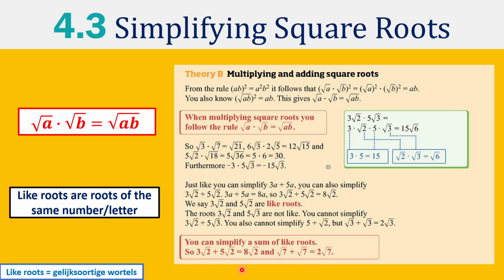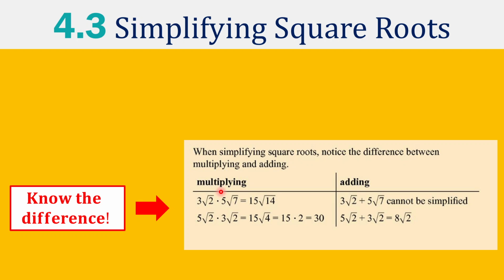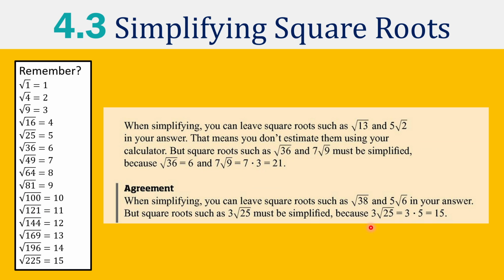If they are not like, for example, 3 root 2 plus 5 root 3, then you cannot simplify. You cannot write this any shorter. You can also not simplify 5 plus root 2 because here there's no root and here there is, so you cannot add them up. Okay? Know the difference between multiplying and adding with roots. You can always simplify a multiplication with roots. You can always do that, remember that please. Well, for adding, you have to have like roots. So here the first one cannot be simplified because root 2 and root 7 are not like. But here you can.